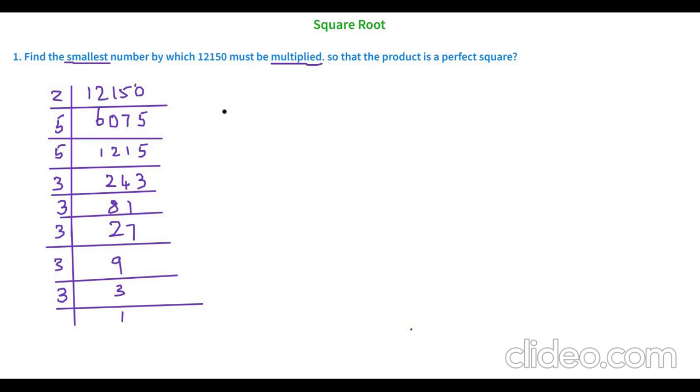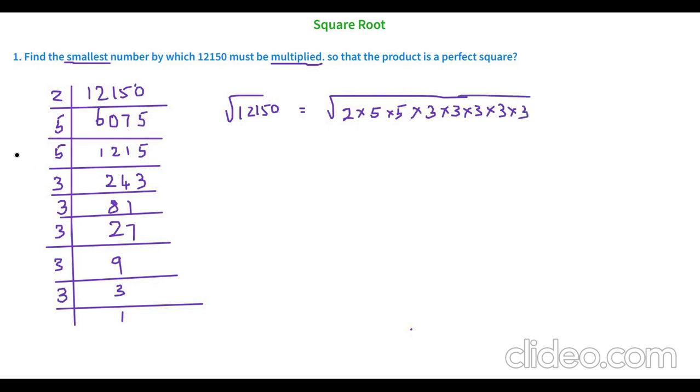So when we write the square root of 12150, it is equal to the square root of, how many 2's do we have? We have only one 2, so I will write one 2. We have two 5's, so I'll write two 5's here. Then how many 3's are there? There are five 3's. So let me write 1, 2, 3, 4 and 5. I have written all the numbers which we got on this side inside the square root.